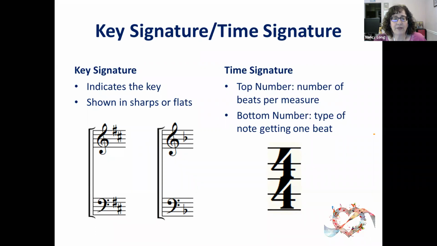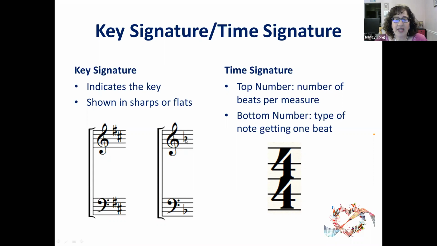Same thing with this F sharp. An F in this key will always be played or sung as an F sharp, whether it's this F or this F or this one down here. This means that F's and C's will always be sharped in this key, which happens to be the key of D, in case you were wondering. And you'll learn all about that in the key signature class.